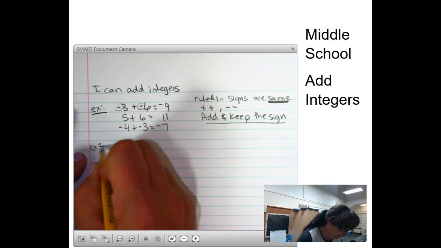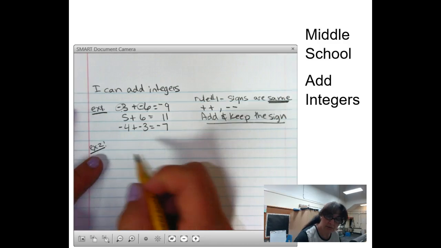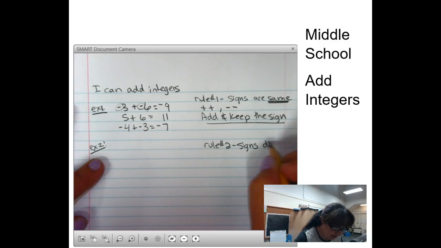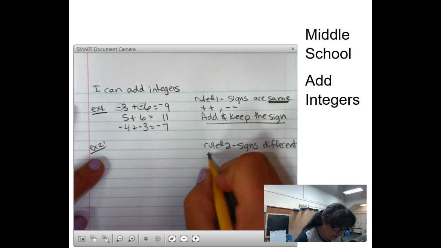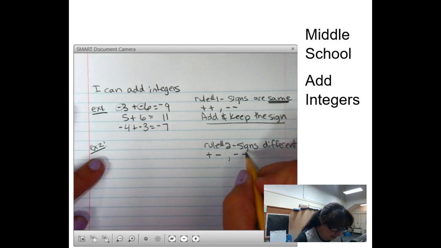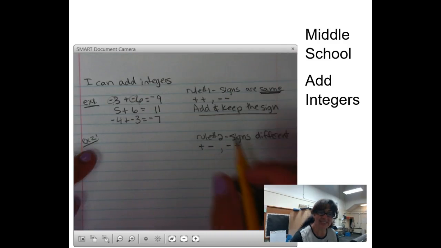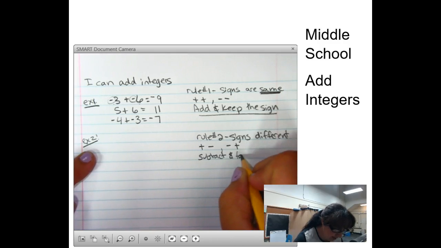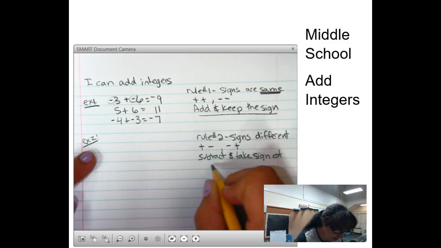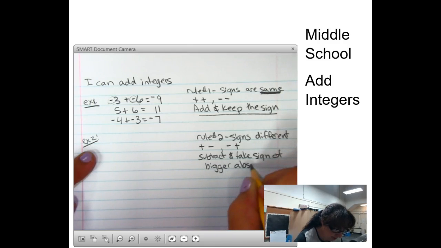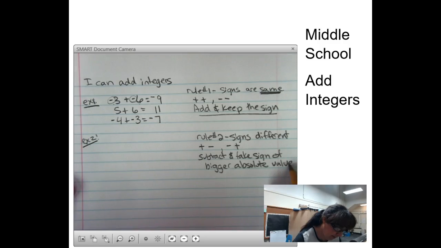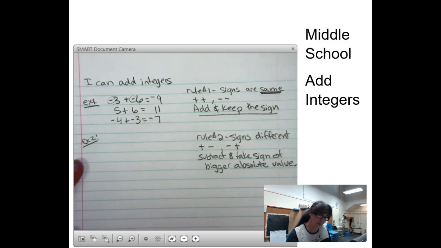Example 2 is going to go with rule 2. So rule number 2, signs different. So that means one of them is a positive and the other one is negative. Or maybe the first one's negative and the second one's positive, but the signs are different. We're going to take the difference, or we're going to subtract and take the sign of the bigger absolute value. Whoops, value, U-E there on the end. Okay, so that's going to look like this. So subtract and take the sign of the bigger absolute value.